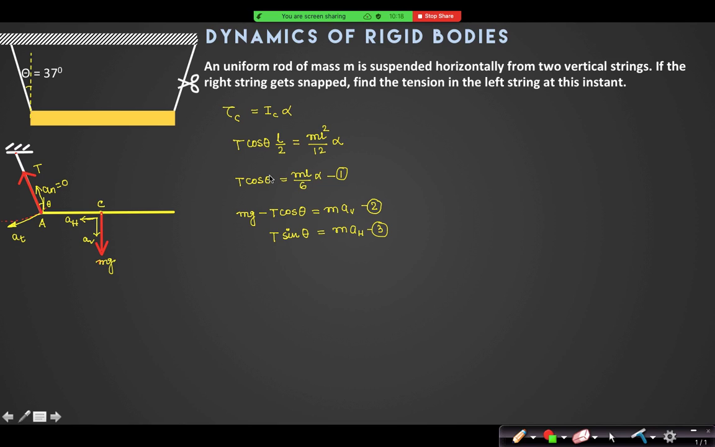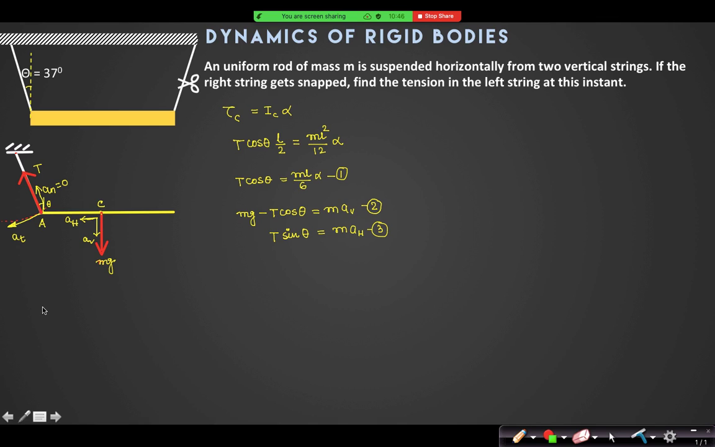Now how many unknowns are there? Let us calculate. T is unknown, alpha is unknown, a_v and a_h are unknown. So four unknowns are there, and three equations we have. So one extra equation, which the constraint will give us. The constraint equation will give us another equation, right? And here it is important to understand the constraint. Can you tell me what is the constraint logic that I will apply here?